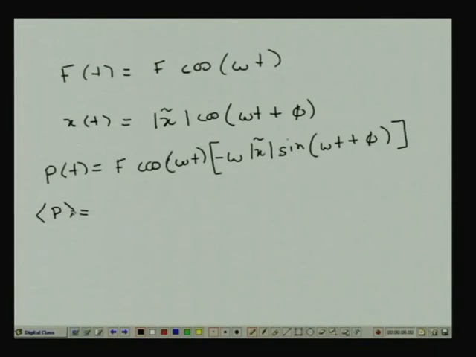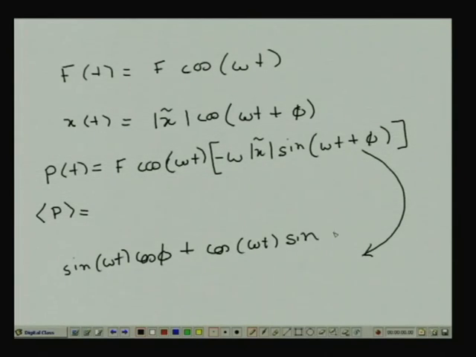This calculation would be simplified if I were to write sin(omega t plus phi) as sin omega t cos phi plus cos omega t sin phi. So, this term sin(omega t plus phi) can be broken up into two terms: one is sin omega t into cos phi, the other is cos omega t into sin phi.